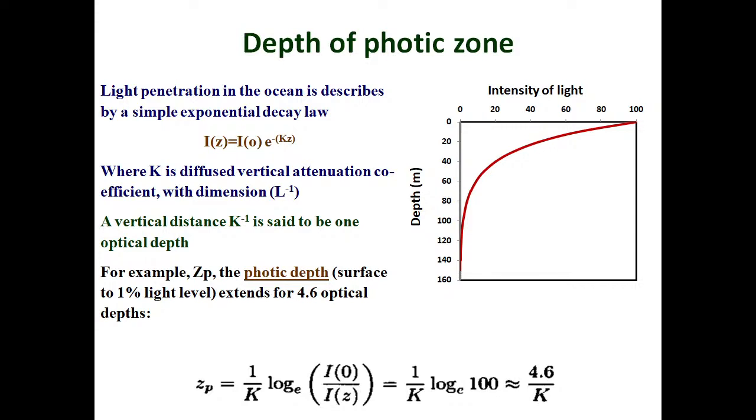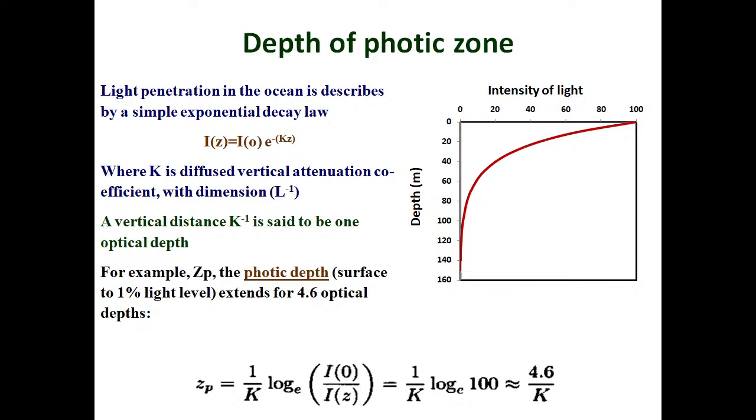So light decays exponentially in the upper water column as per the equation Iz = I0 e^(-kz), where Iz is the intensity of light at a given depth z. I0 is the intensity of light at the surface. We can assume that it is 100, and then in this kz, z is the depth and k is called the diffuse attenuation coefficient.